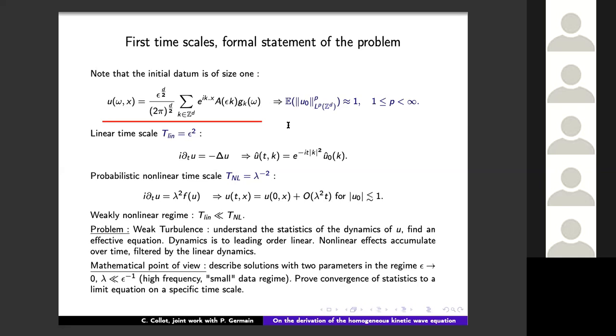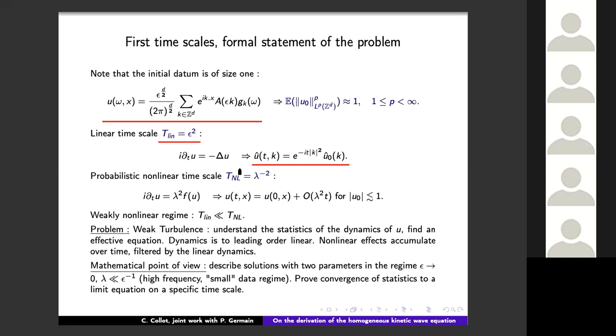One first parameter was epsilon, the Fourier size of my solution, and it gives me my first time, which is the linear time, epsilon^2. What does that mean? It means that if I wait a time of order epsilon^2, then I will see some linear change, because my linear dynamics is just this. My Fourier coefficients are oscillating at speed k^2, and since k is of order epsilon^-1, it's oscillating very, very fast.